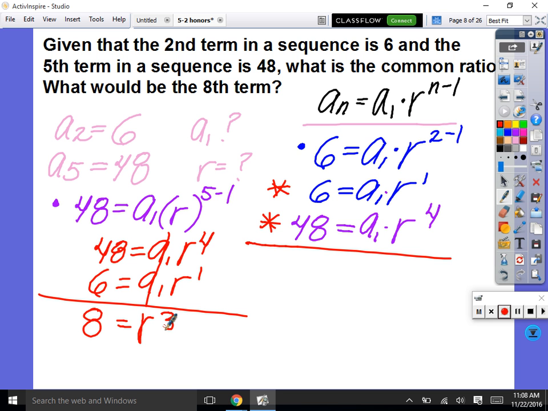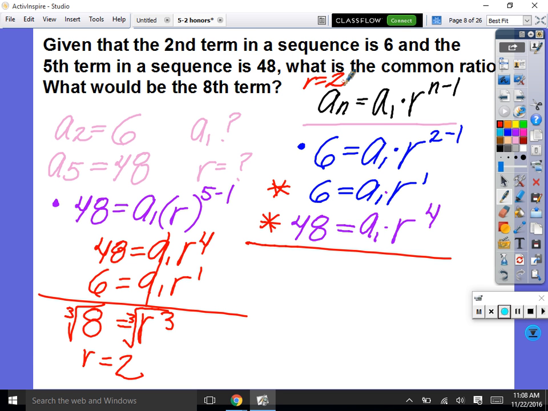So now let's solve for r. Cube root it, right? Yep, so we cube root both sides of the equation, and we get r is equal to 2. Now we have a lot more information here. So our common ratio is 2. Does everybody understand? Okay? So we found the common ratio, it's r equals 2. So now think about it. What would be the 8th term?